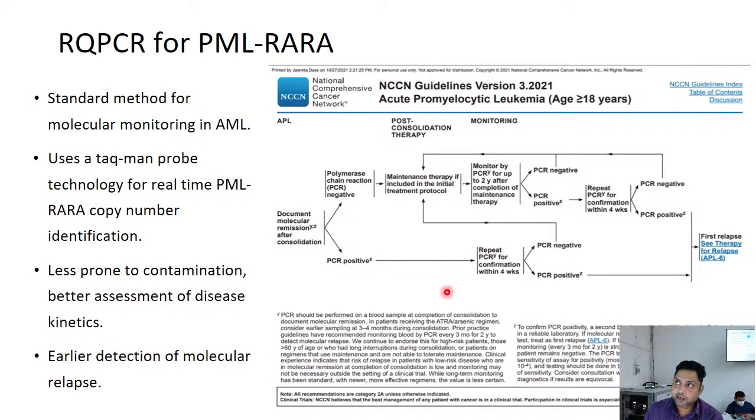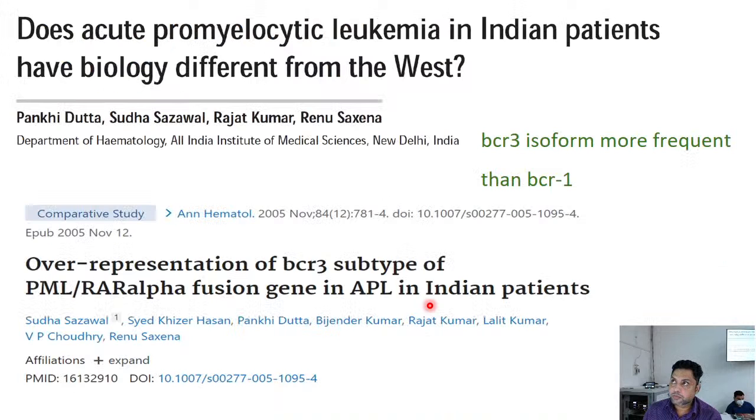RQ-PCR has been the standard method for molecular monitoring in many AMLs, including acute promyelocytic leukemia. Also, the NCCN guideline highlights the importance of RQ-PCR post consolidation, and also intermittently up to 2 years, to find out early relapse. RQ-PCR is less prone to contamination. It gives better assessment of disease kinetics and gives earlier detection of molecular relapse.